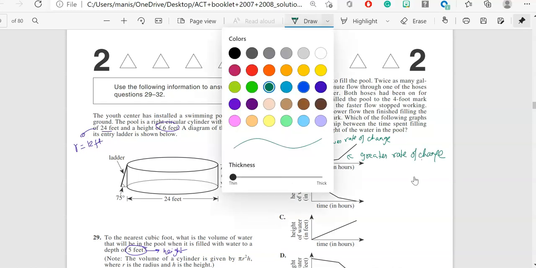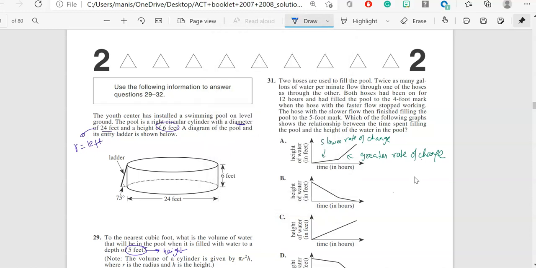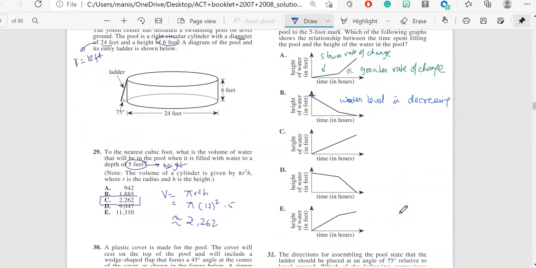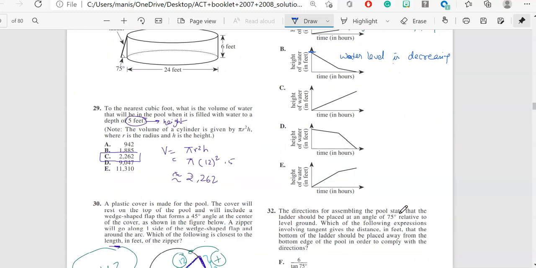Now when I come to the second one, as you can see, the height was over here and it is going down. So this means the water level is decreasing or dropping. Okay, so let's go to the next one. In this case, it's just a straight line. A straight line means constant. It means a constant rate of change.